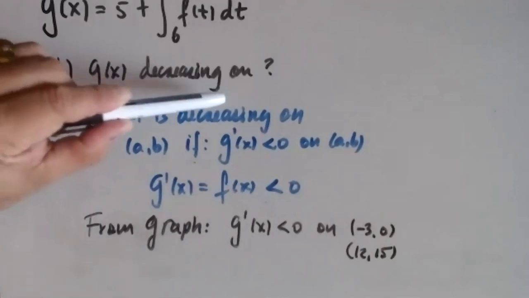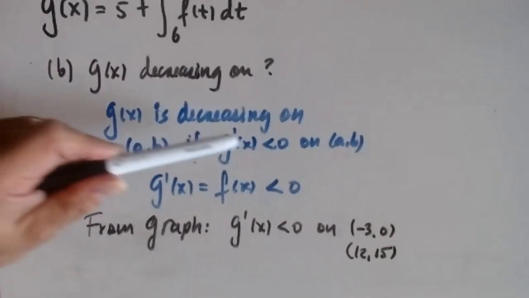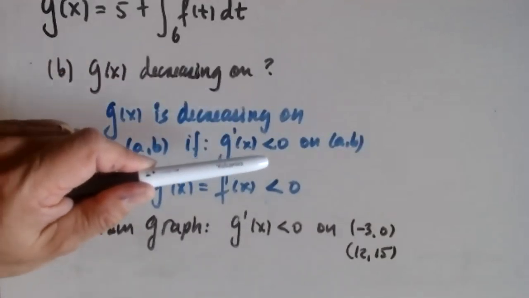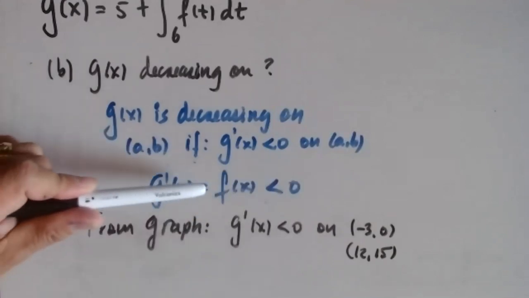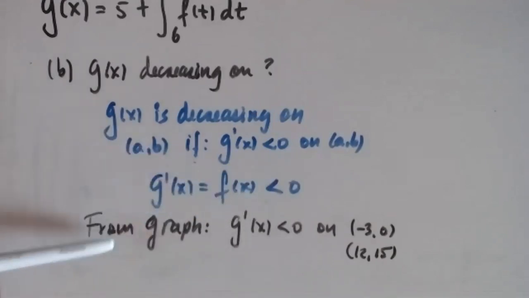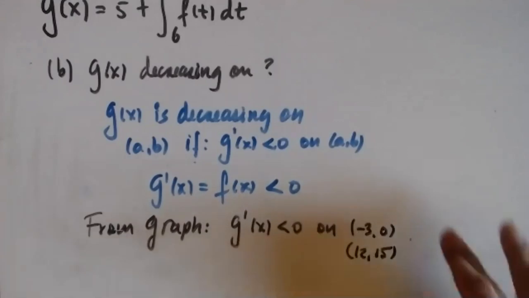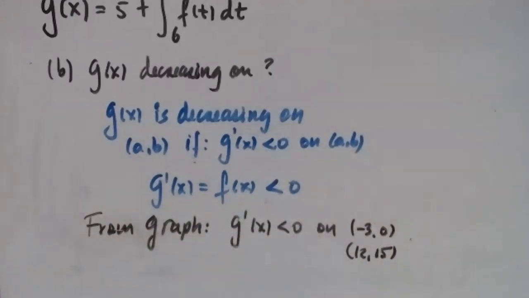G of X is decreasing on AB if G prime is negative on AB. G prime is f of X, and this has to be negative. So from the graph, G prime is negative on these intervals. That's it. You don't have to think too much. You just read the graph. Okay. No question? Very easy, right?